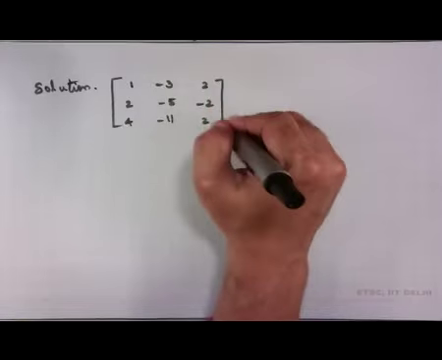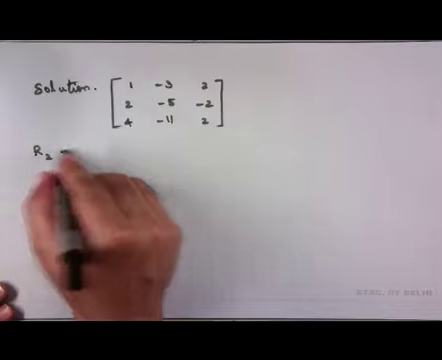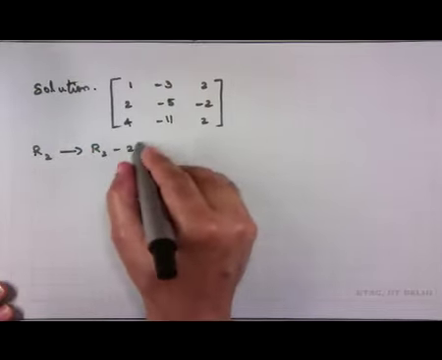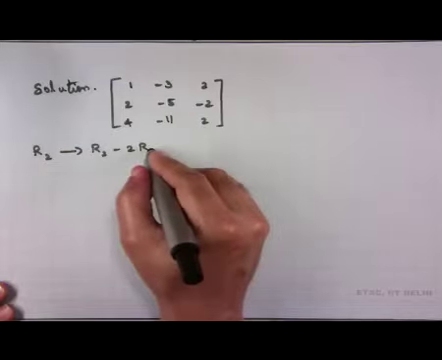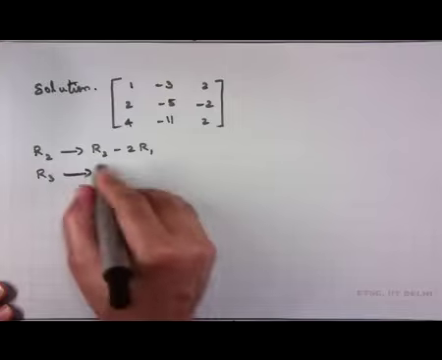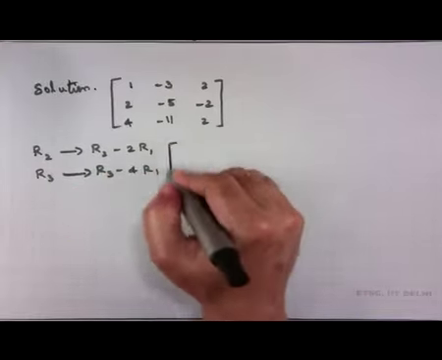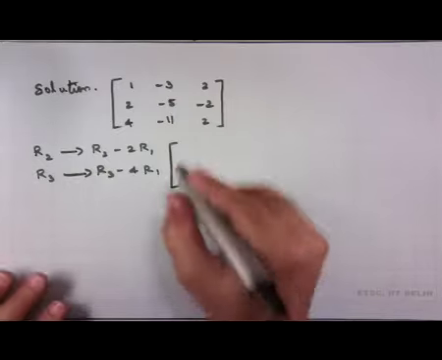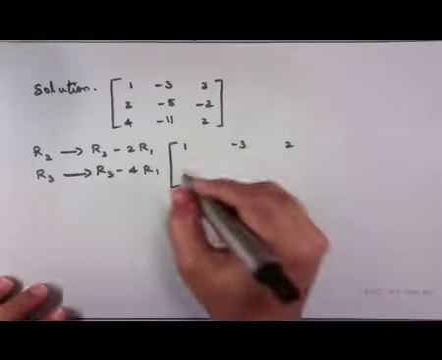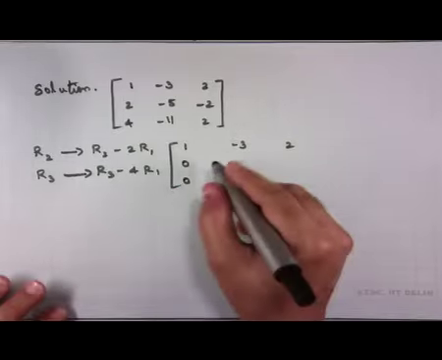Now, let us try to convert this into its RRE. R2 is replaced by R2 minus 2 times R1, R3 is replaced by R3 minus 4 times R1. Let us do the following operations. The first row remains unchanged. The first column you will have zeros. Now, let us do the things.